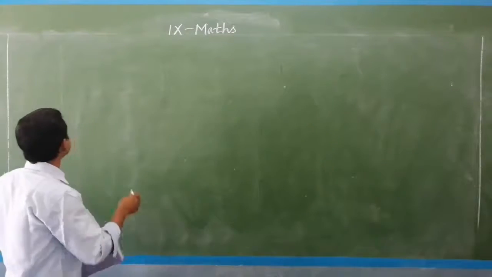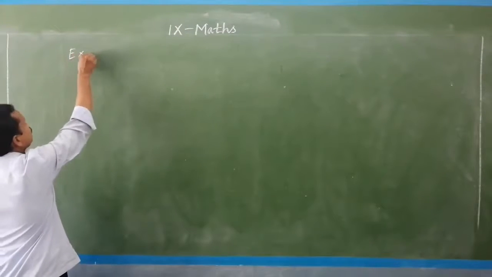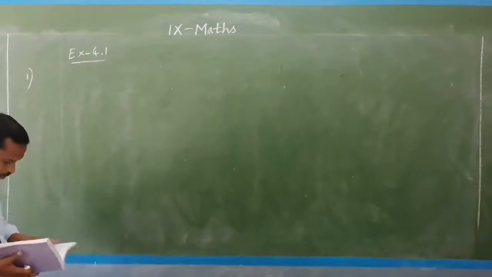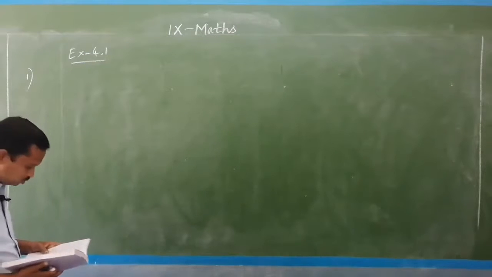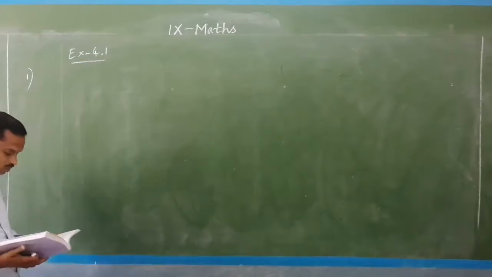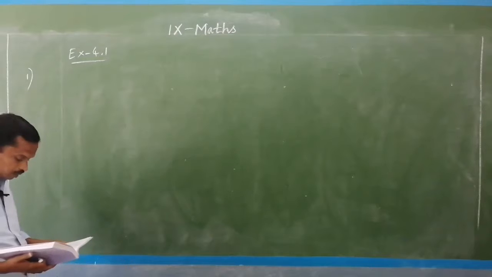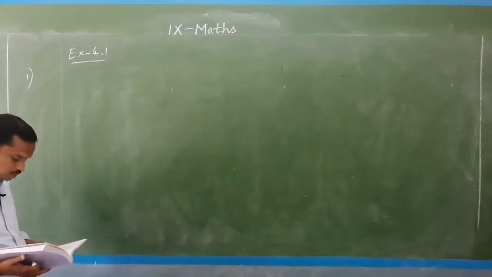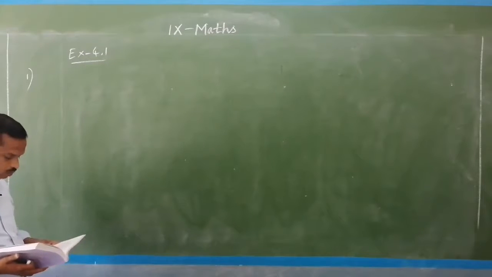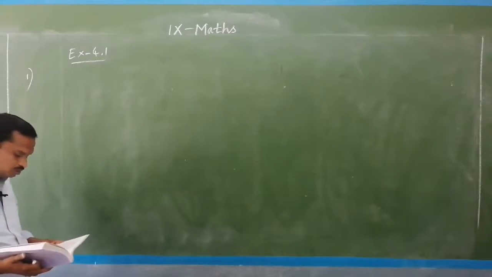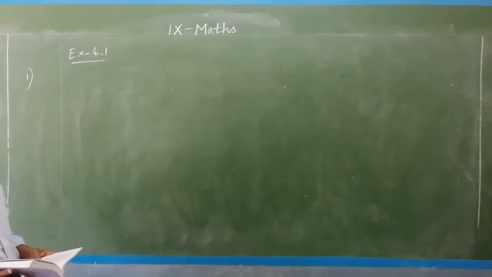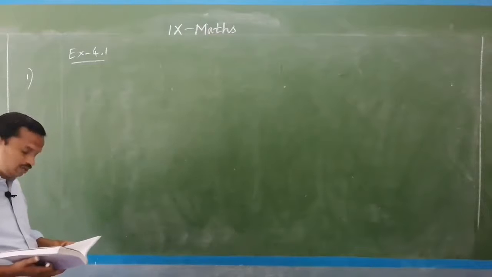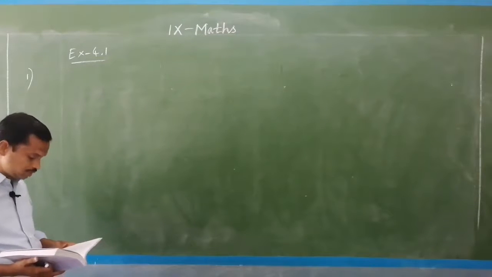The first question, question number 1, very simple, you listen. The cost of a notebook is twice the cost of a pen. Write a linear equation in two variables to represent this statement. They are asking to just write the linear equation by representing the statement, that is all. And the hint is also given for your easy understanding.